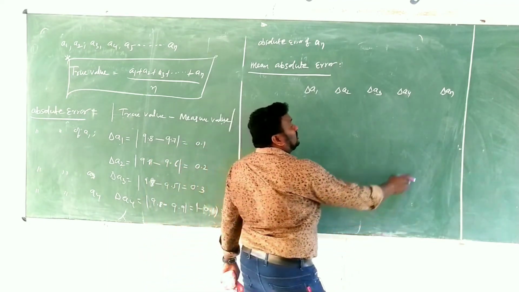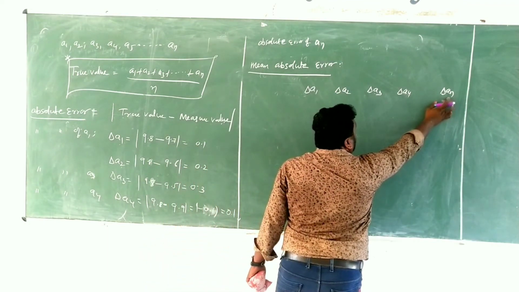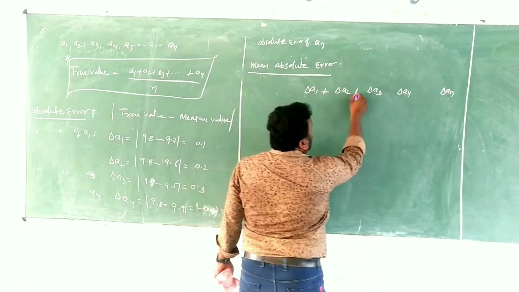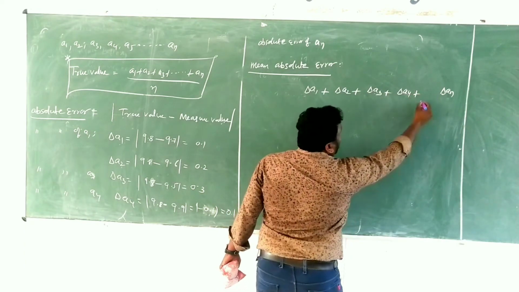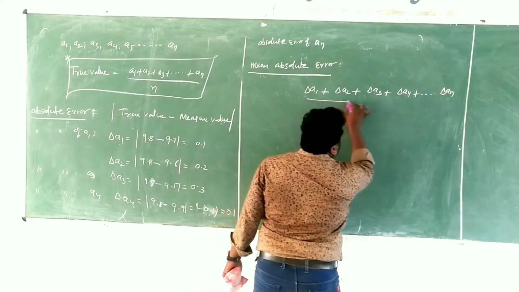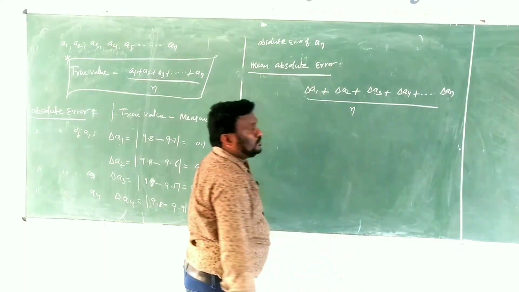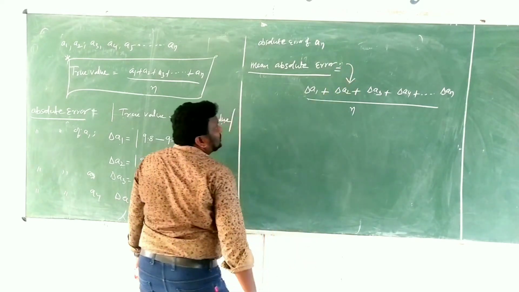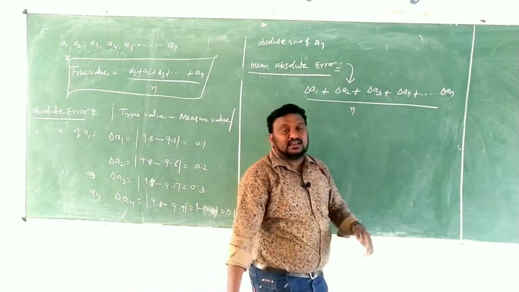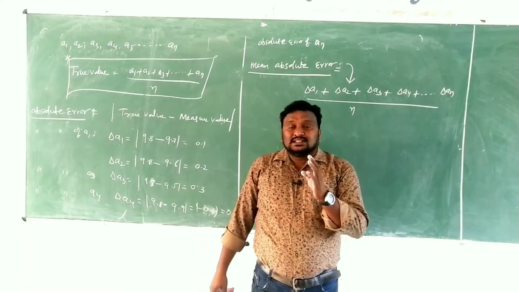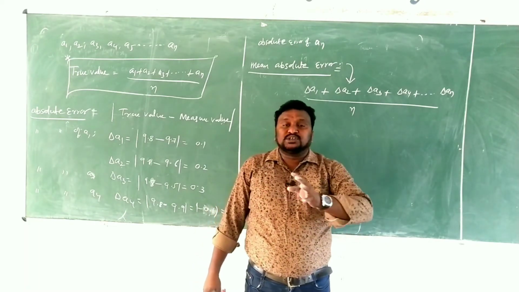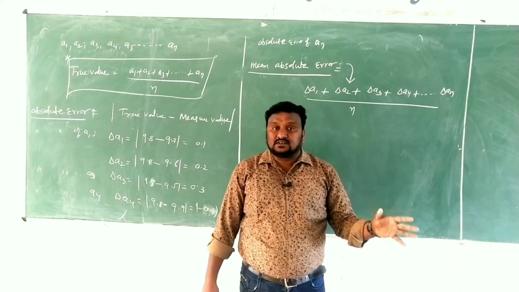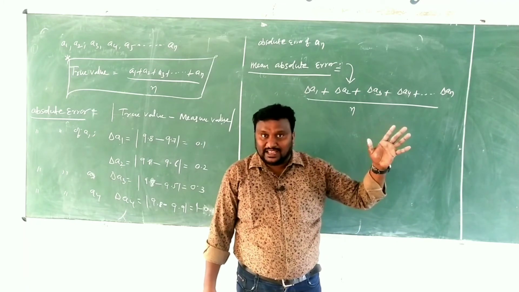Delta AN is what? Absolute error of AN. So now I am taking the average of all those values by N. Then this is called mean absolute error. What is it called? Mean absolute error. Simply the average of all the absolute errors is called mean absolute error.